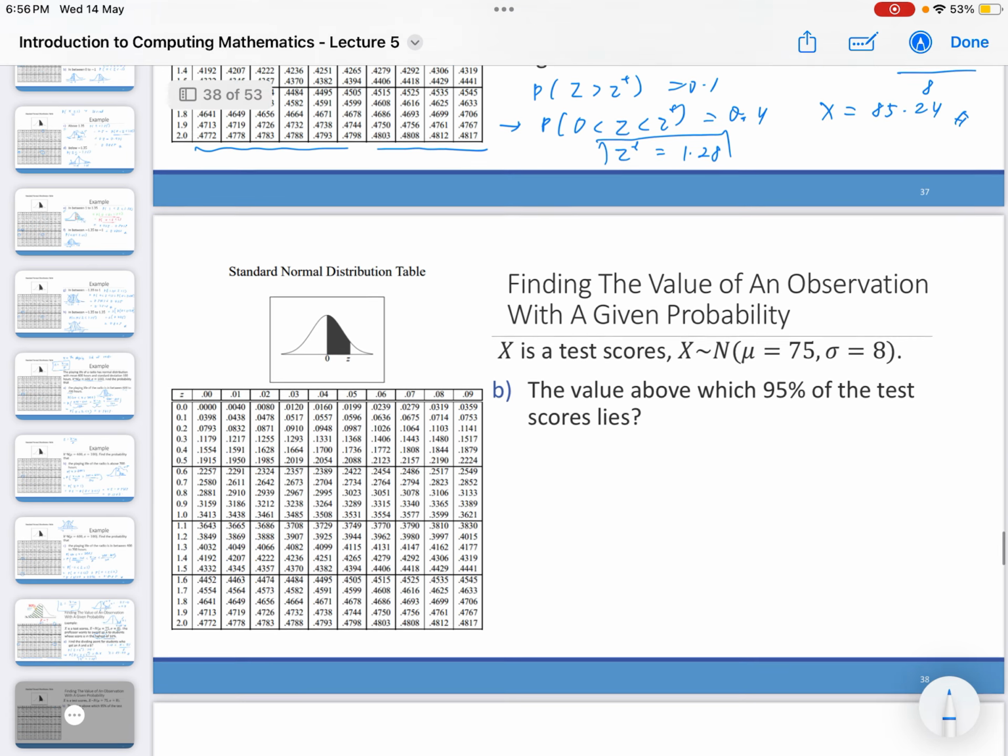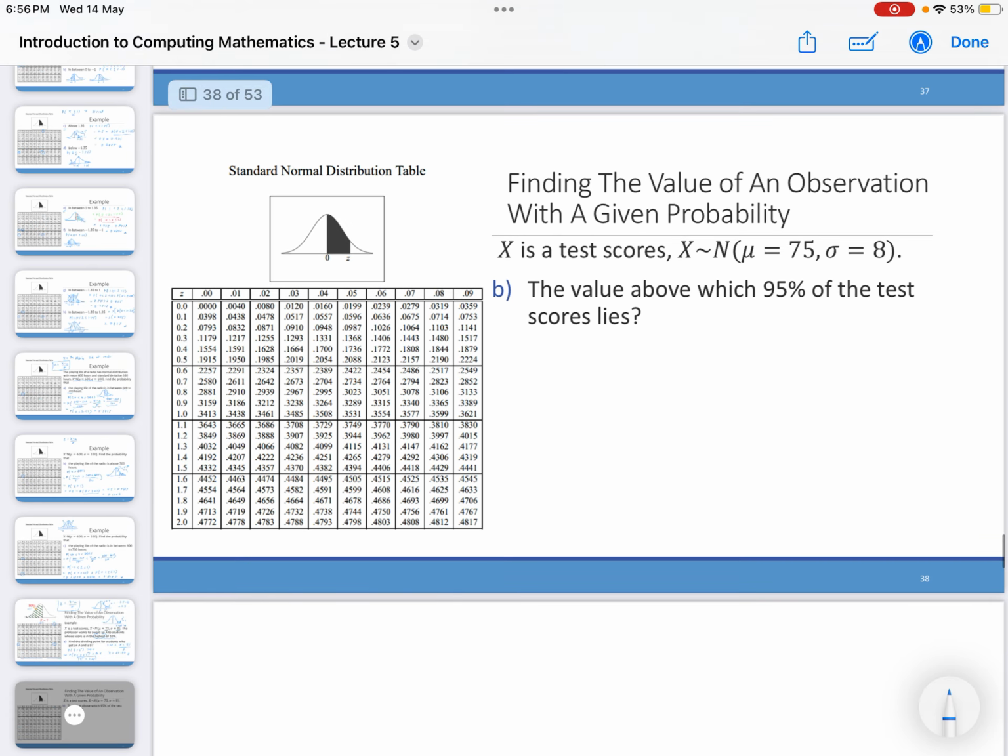Okay, let's look at B. The same question. X is the test score with mean 75 and standard deviation 8. Now we want the value above which 95% of the test scores lie. So for this one, if we want to draw.